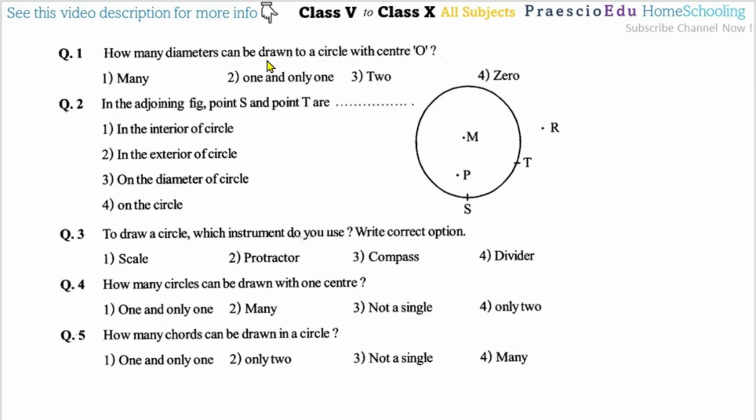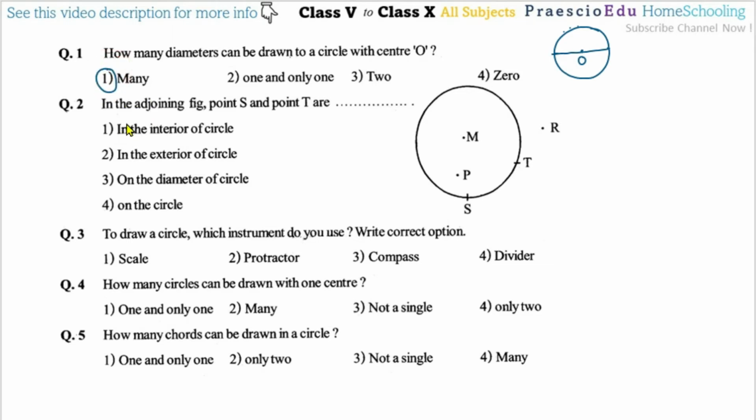How many diameters can be drawn in a circle with center O? Always the diameter is passing through the center O. So we know any circle, if we draw, there are n number of points. N number means there is an infinite, or we can say uncountable, number. If we join every point on one side to the point on the other side, that line can pass through the center O. So there are infinite numbers, we can say many, so many diameters we can draw. So option number 1 is the correct one.